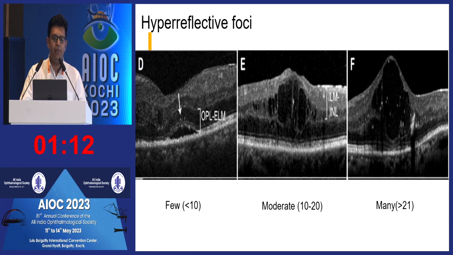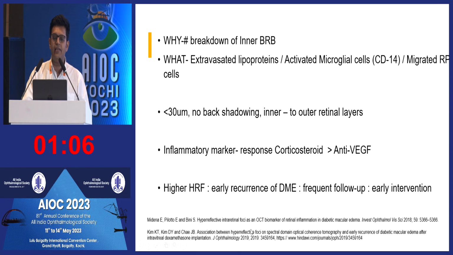A very important marker which we talk about is the presence of hyperreflective foci, and these hyperreflective foci are basically because of the breakdown in the inner blood retinal barrier. And there are multiple theories which have been postulated for this. This can be extravasated lipoproteins, activated microglial cells, or even migrated RPE cells. Their size is less than 30 microns. They do not cause shadowing, and they are present from the inner to the outer retinal layers.